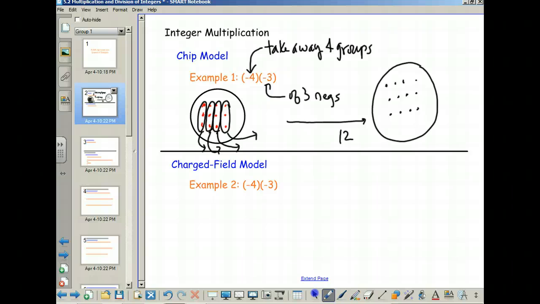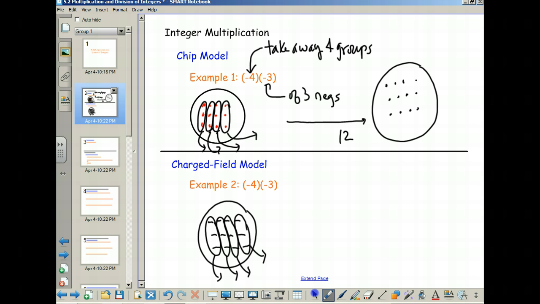The charged fields model, of course, is the same idea. Instead of removing 3 red chips, I remove 3 actual negatives. So I have all of these, and I remove a group of 3. And so I end up again with the same 12.